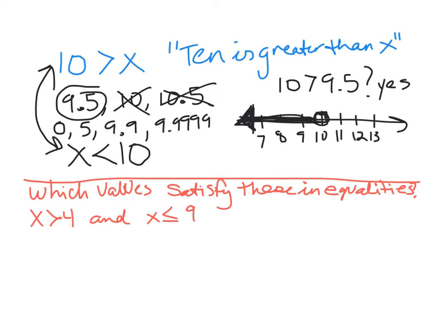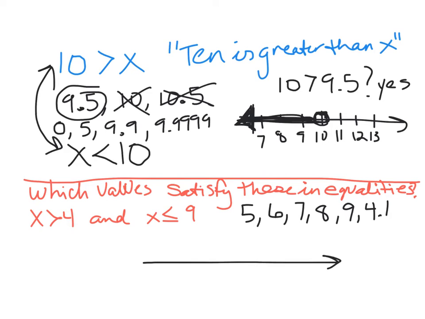Well, I know that 5 would work. 6 is bigger than 4 and less than or equal to 9. 7, 8, does 9 work? Yeah, because it has to be less than or equal to 9. Are there any other numbers that work? What about 4.1? Is that bigger than 4? Okay. How can I graph all these numbers at the same time? Let's try it.